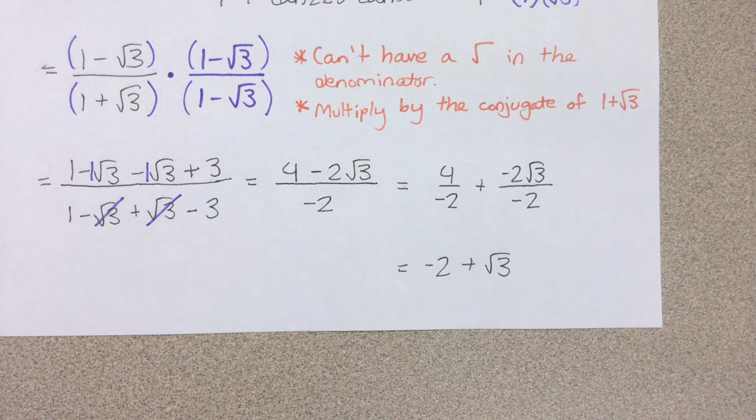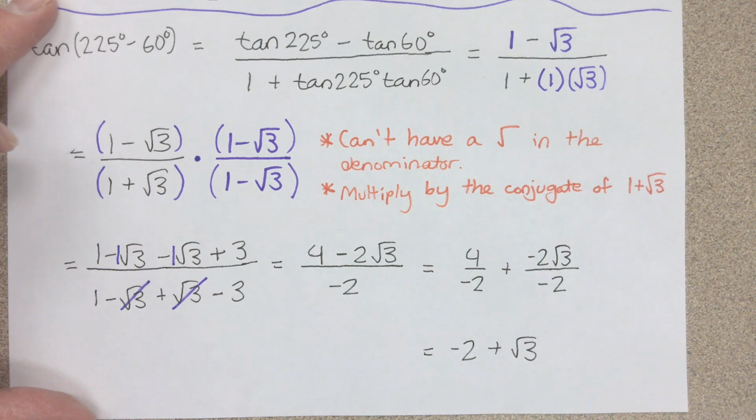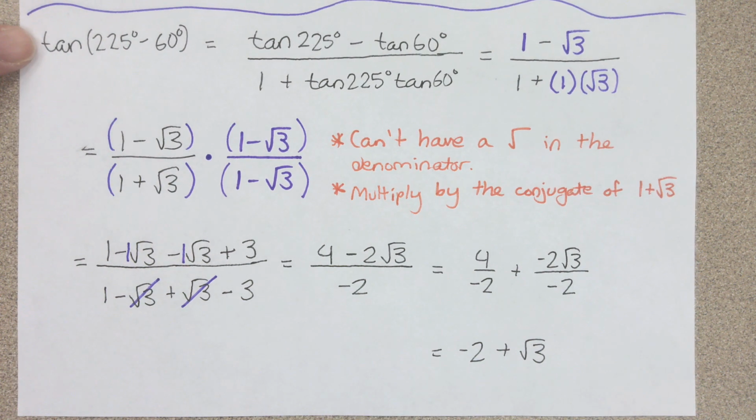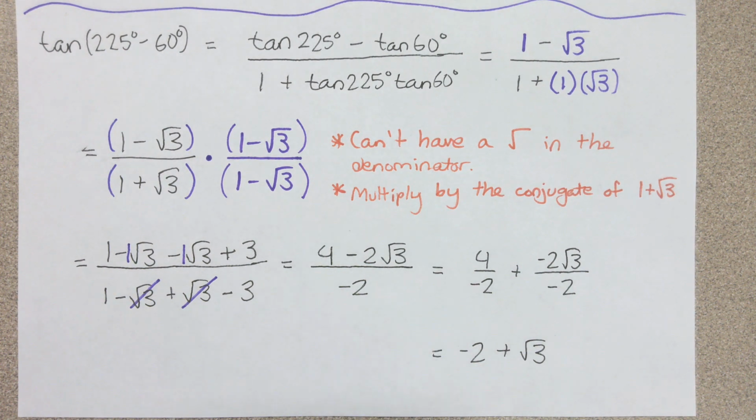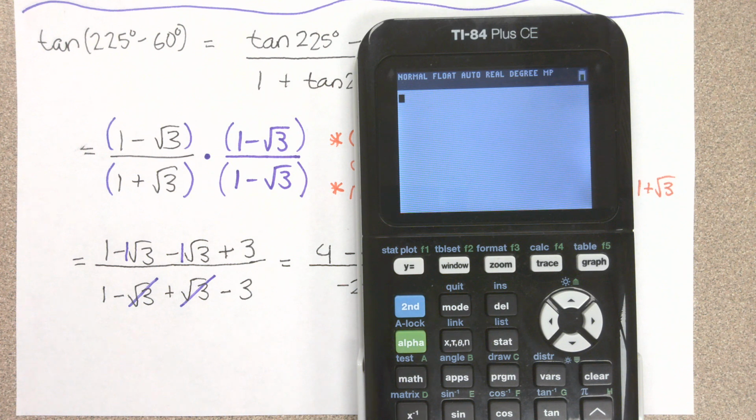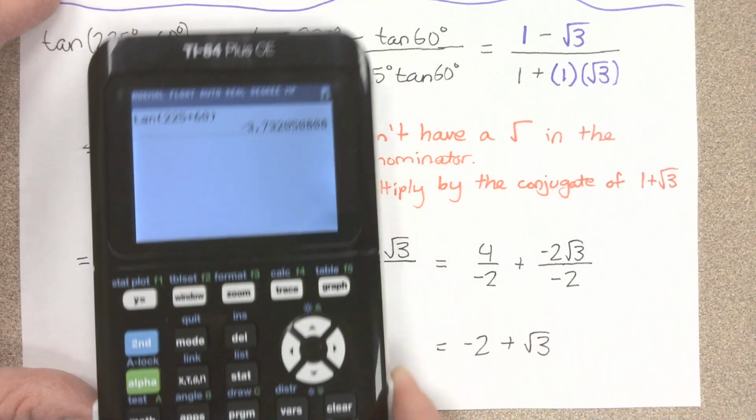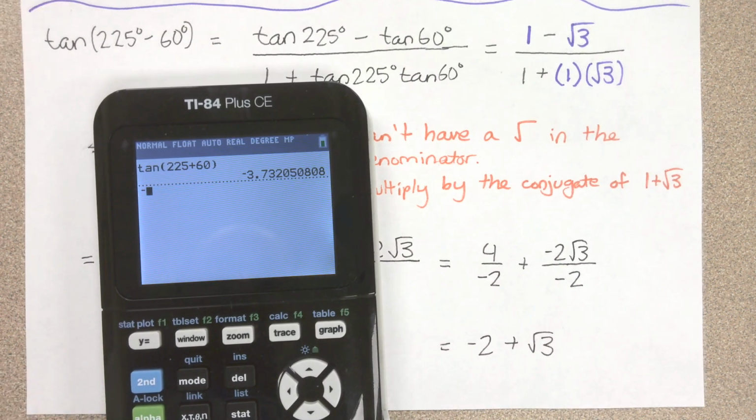So the answer came out pretty nice, but the work to get there, it's a bit. And a reminder, on this unit it's very convenient that you're able to check your answers pretty much on every single problem. So I'm going to type in the question and the answer, and they should match. Tangent of 225 minus 60. And then negative 2 plus the square root of 3.